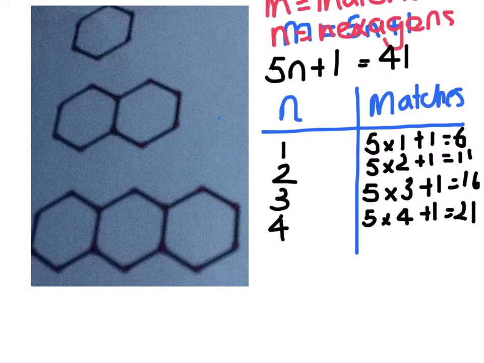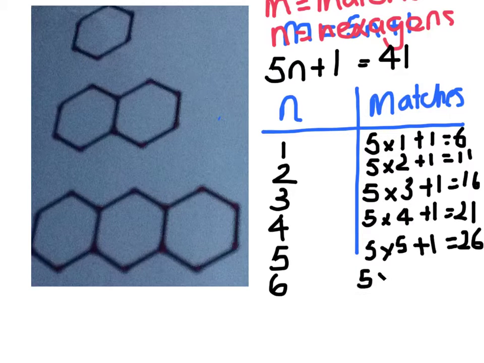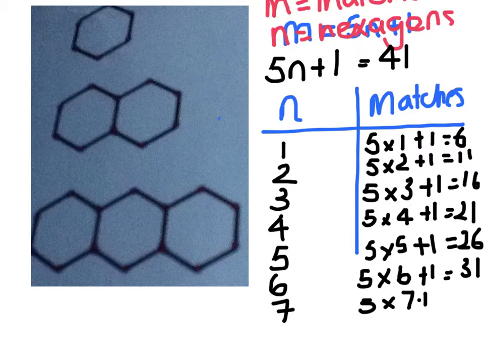and I'm going to move this up a little bit more. Next we've got 5 times 5 is 25, plus 1, 26. 5 times 6, we're using that same old pattern, it's 31. 5 times 7 plus 1 is 36.